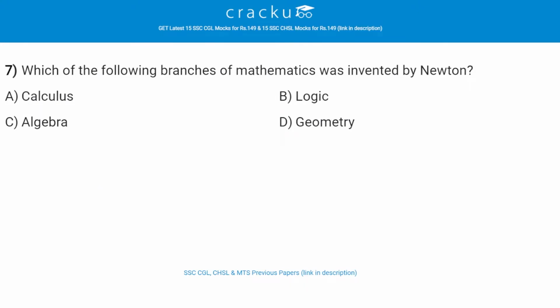Which of the following branches of mathematics was invented by Newton? The correct answer is A, that is calculus. Over 2 miraculous years, the time of the Great Plague, the young Newton developed a new theory of light, discovered and quantified gravitation, and pioneered a revolutionary new approach to mathematics, infinitesimal calculus.